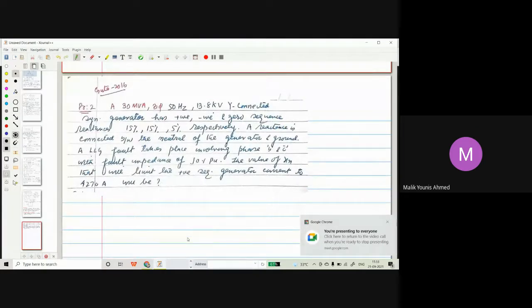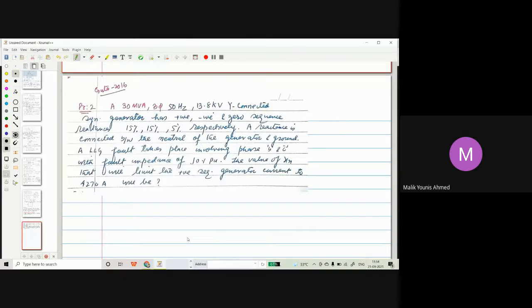One question was asked. Now, what is the question? A 30 MVA three-phase 50 Hertz 13.8 kV Y-connected synchronous generator has positive, negative, and zero sequence reactances of 15%, 15%, and 5% respectively. A reactance is connected between the neutral of the generator and ground.